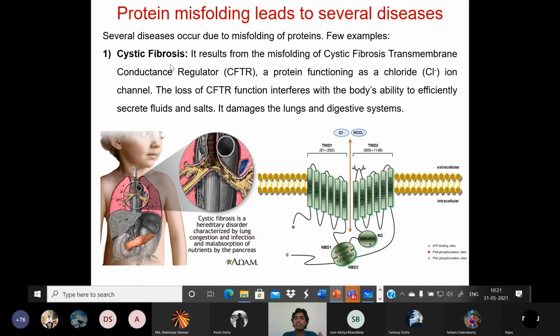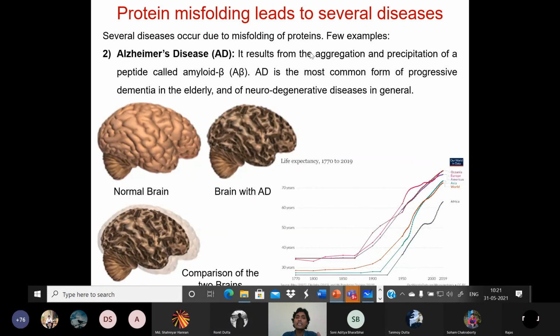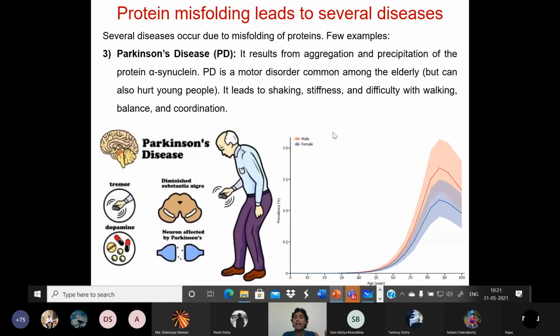One example is cystic fibrosis, which is related to a transmembrane protein. The next one is Alzheimer's disease, which is because of amyloid plaque or aggregated protein deposited in the brain itself. That causes problems, and it is a very common disease. Another one is Parkinson's disease. Mostly, it leads to shaking, stiffness, and difficulty with walking. This is again a protein folding problem.